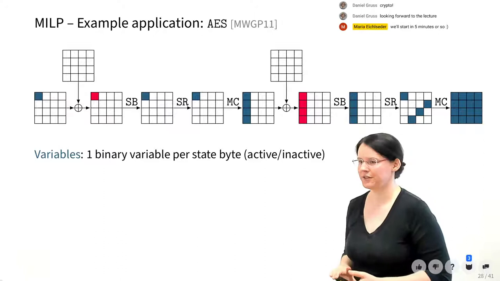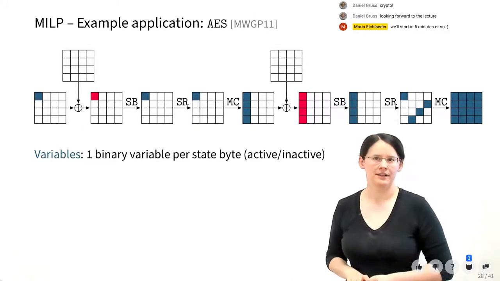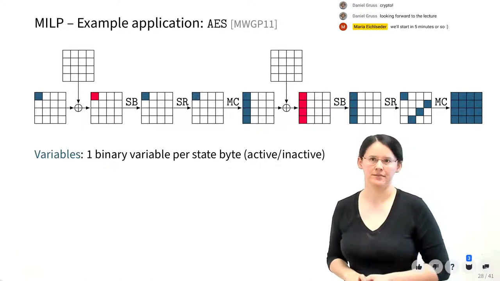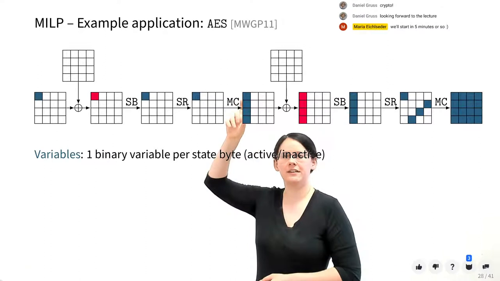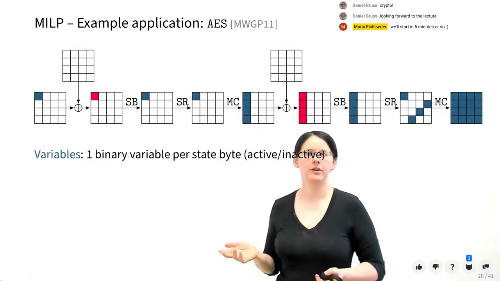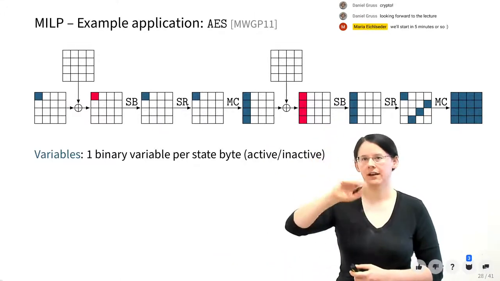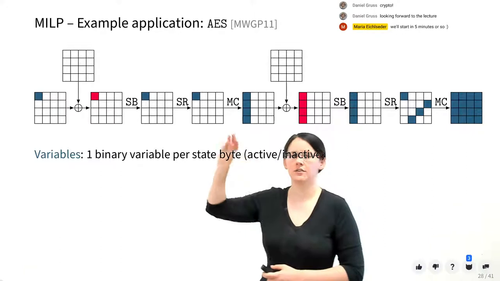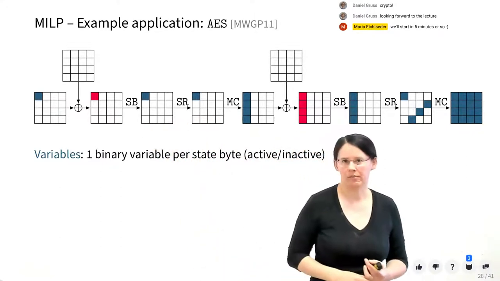So the first question, the most important question, is: what is going to be our set of decision variables? We're going to do this very simply. We see that the pattern essentially has active and inactive cells, and we're simply going to use one binary variable per state cell for each of the intermediate results. So each small square that you see here is one binary variable.